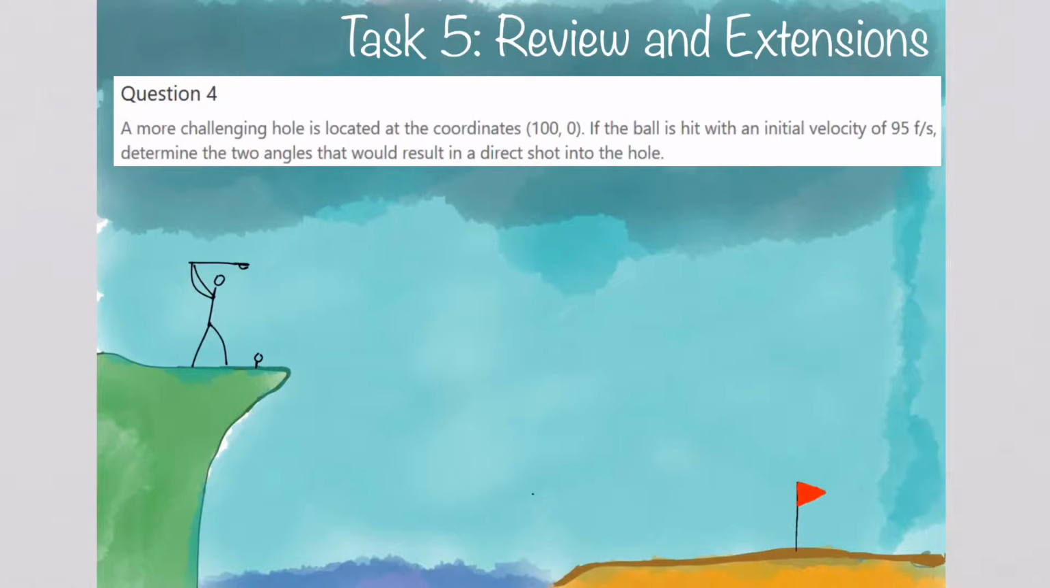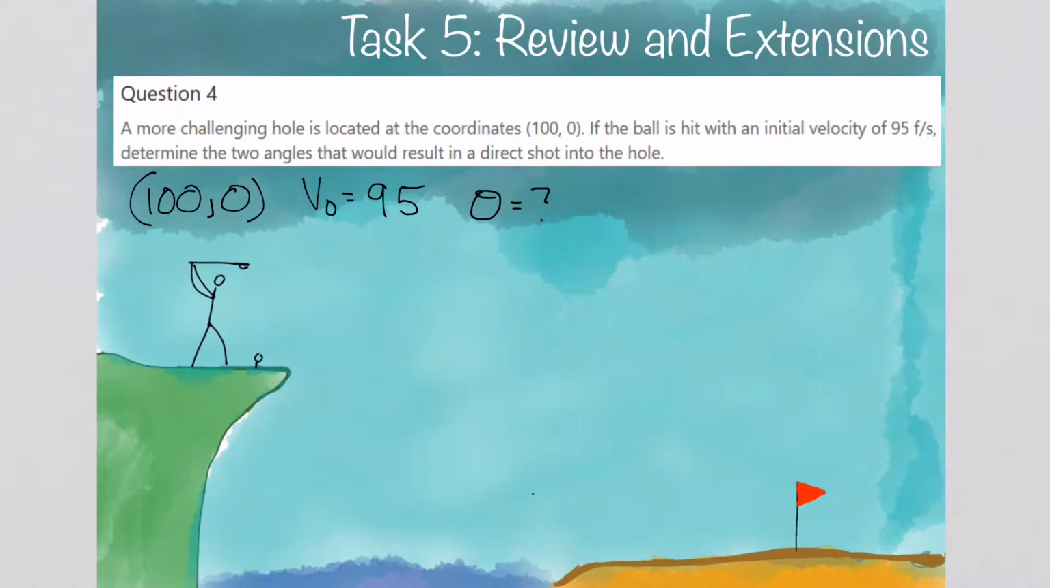Task 5, Question 4, the last question. In this problem, a more challenging hole is located at the coordinates (100, 0). If the ball is hit with an initial velocity of 95 feet per second, determine the two angles that would result in a direct shot into the hole.